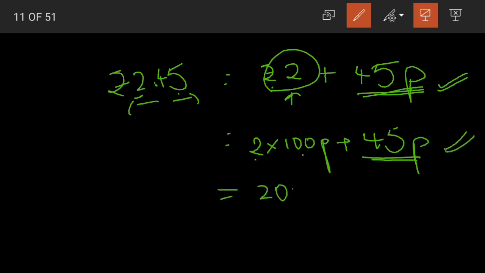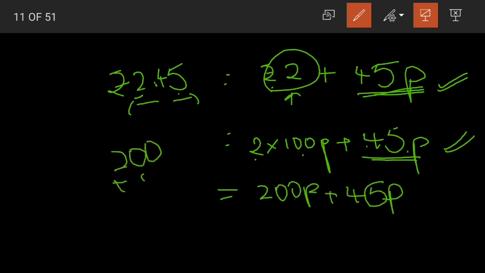2 into 100 is 200 paise plus 45 paise. When we add these two together, 200 plus 45 will get 245.